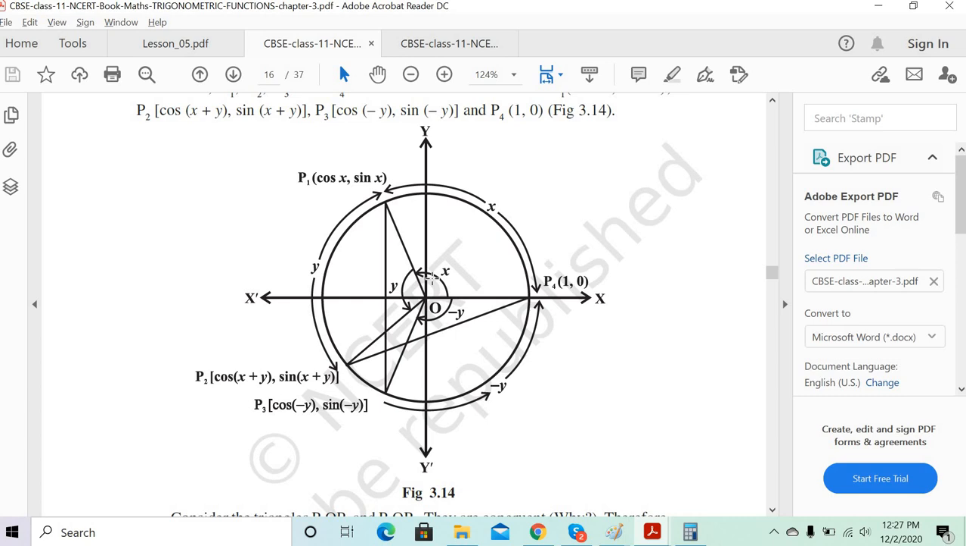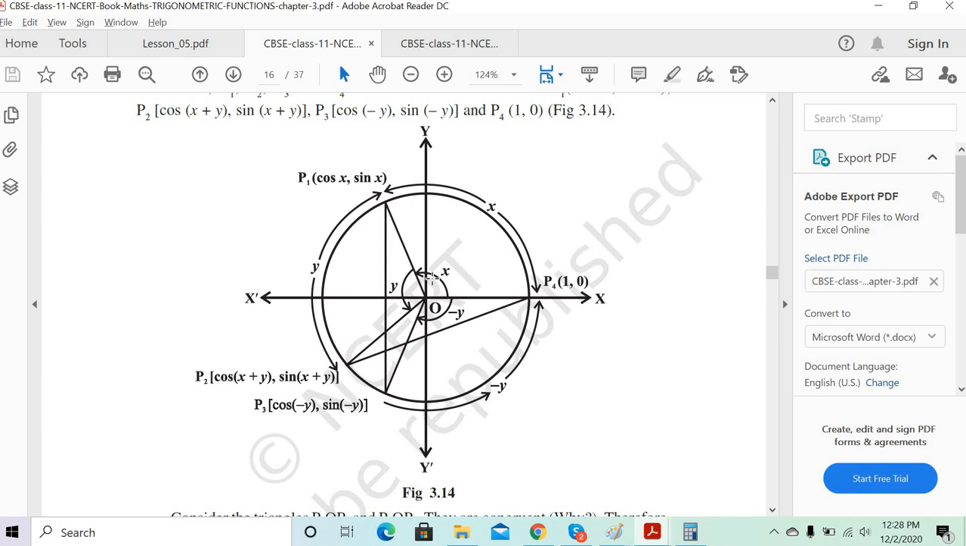Now P1 is moved to the place called P2, where the angle covered is x plus y, isn't it? If we calculate from OX, the angle is x plus y. So what will be the x coordinate? Cos(x plus y). And what will be the y coordinate? Sin(x plus y). Clear?